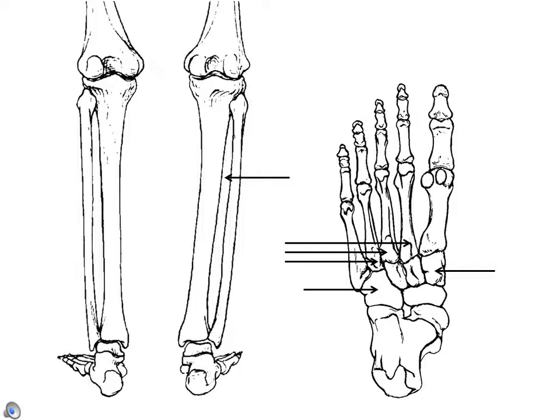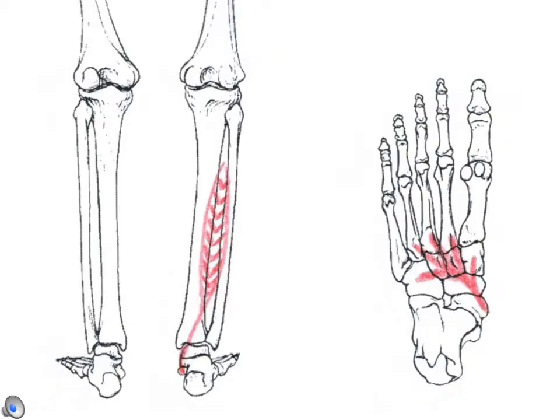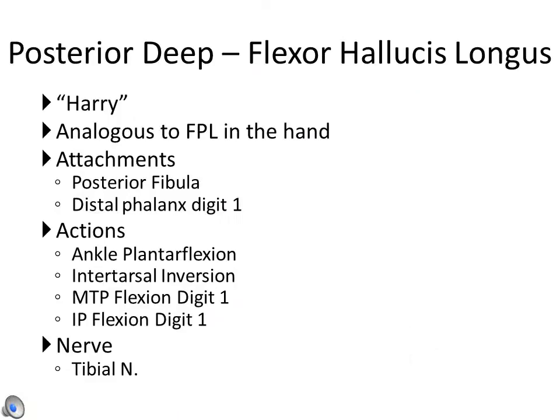Pause the lecture to draw in the attachments and the muscle belly of tibialis posterior with its tendon coursing posterior to the medial malleolus. How does your drawing compare? Flexor hallucis longus, which is referred to as Harry, is analogous to the flexor pollicis longus in the hand. Its proximal attachment is the posterior fibula, and its distal attachment is the distal phalanx of digit 1.